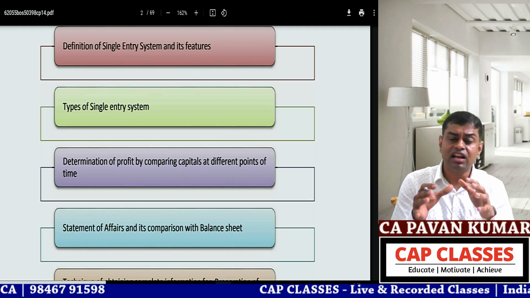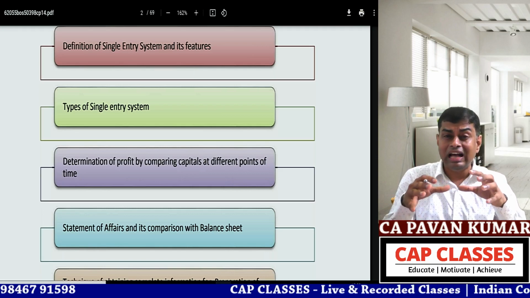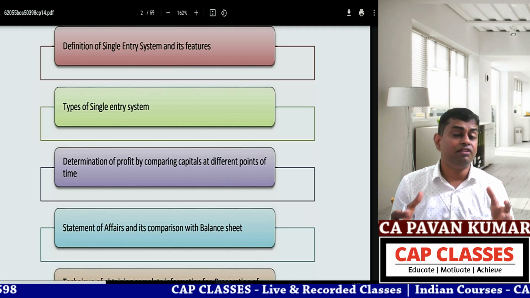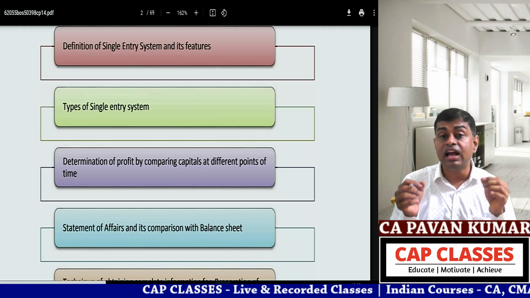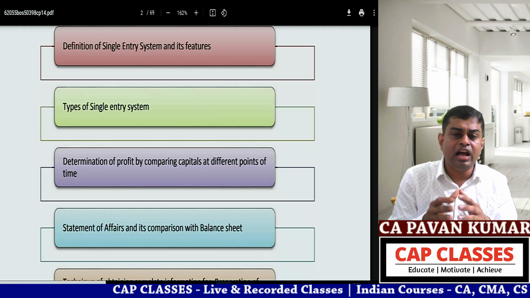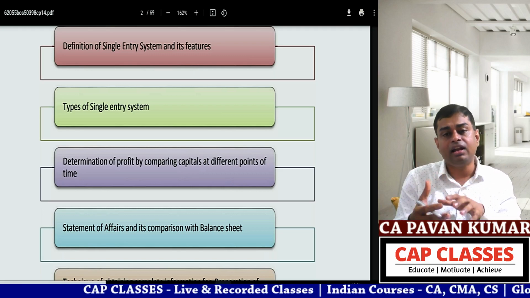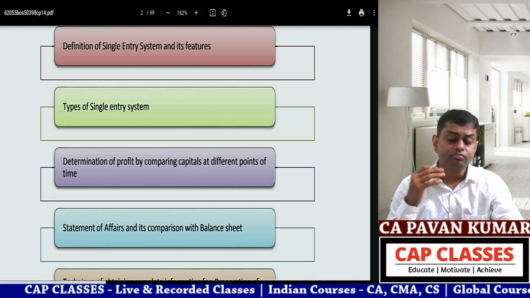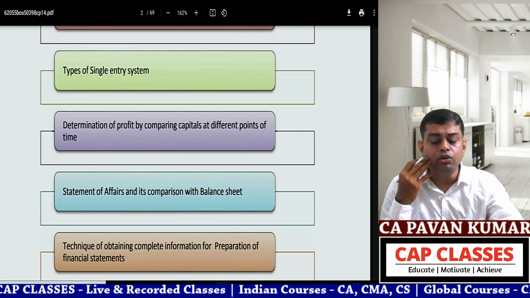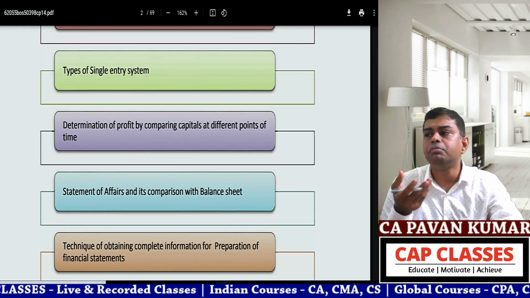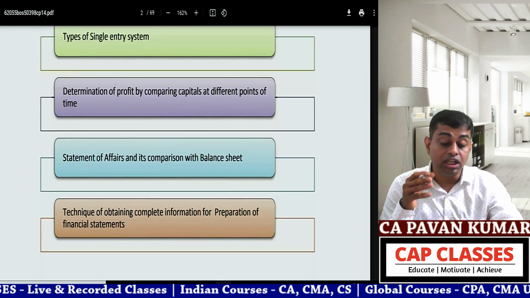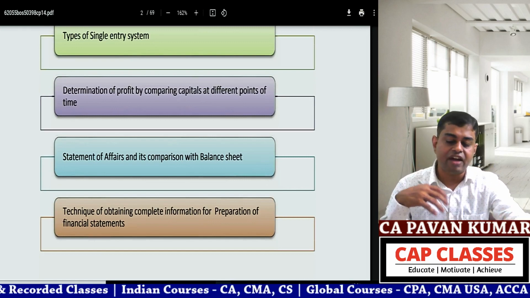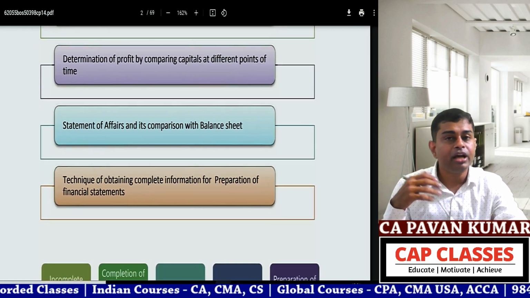Raw information is there. Information in a raw, rugged, unsystematic, unscientific way is there, which is actually not accounting. We are arranging it in such a manner that we will be able to construct financial statements. Determination of profit. How do we do that? Simple. Capital at the closing minus capital at the opening is profit. Then statement of affairs. We have 2 affairs, opening affairs and closing affairs. And we'll compare it with the balance sheet.